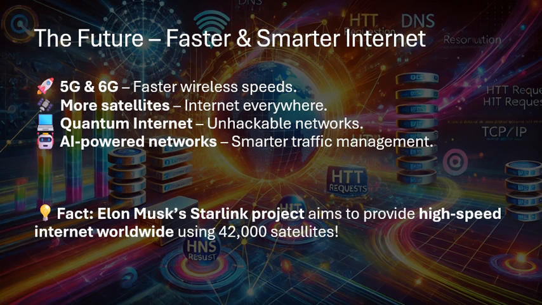What is the future of the internet? The future is a faster and smarter internet. The internet is constantly evolving. Here's what's next: 5G and 6G, which are super fast wireless speeds. Then we have more satellites, which can provide internet everywhere. Then we have quantum internet, which offers unhackable security. Today's internet has a lot of cybersecurity concerns, but quantum internet can resolve this problem. Then we can have AI-powered networks, which will be smarter and optimizing. Elon Musk's Starlink project aims to provide high-speed internet worldwide with 42,000 satellites.